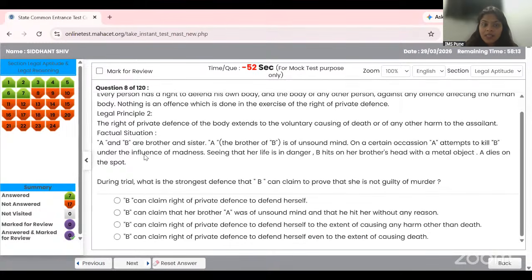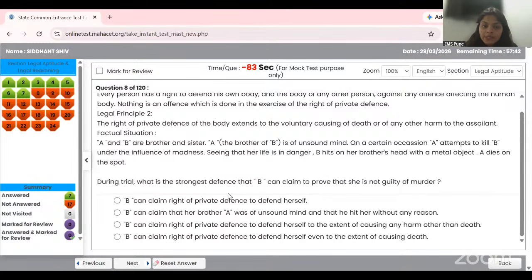Now, in this case, there are a brother and sister. The brother is of unsound mind and tried to kill the sister under the influence of madness. She saved herself by hitting him with a metal object, and in the process, he dies. Are we sure here that this is an act done in private defense? Yes. Now let us understand the question and the options.